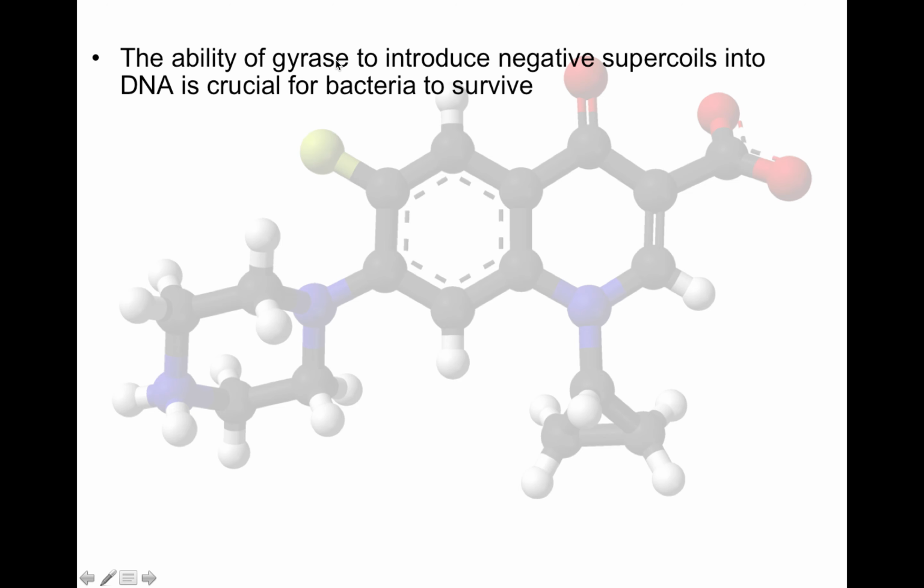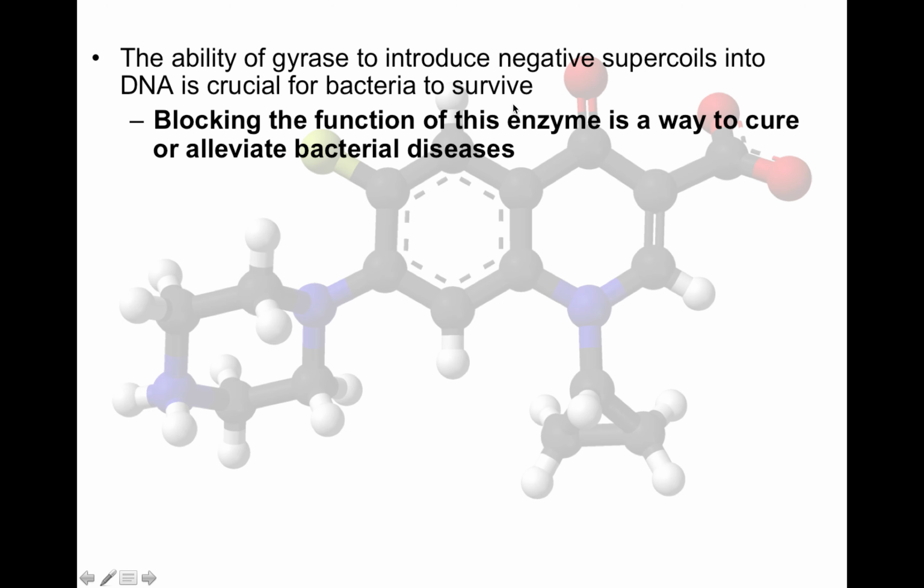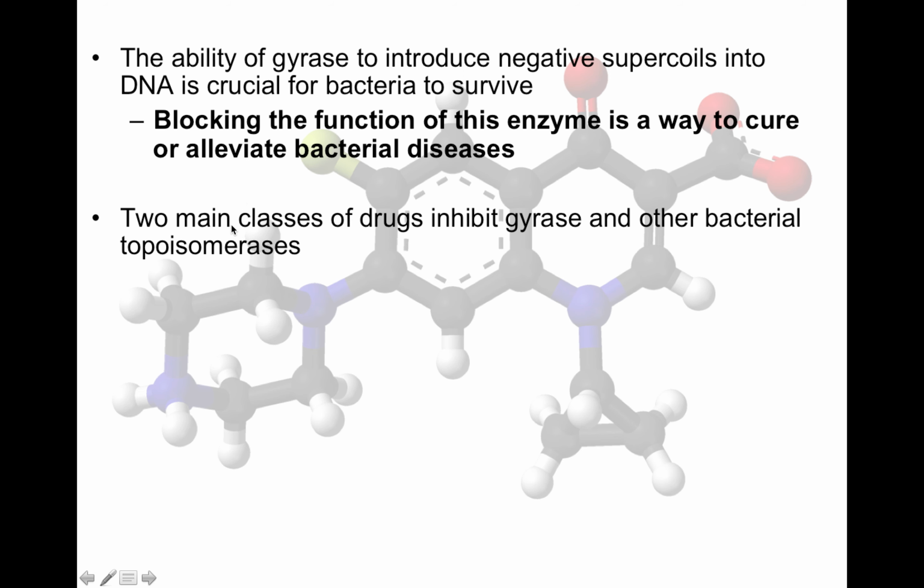So the ability of gyrase to introduce negative supercoils into the DNA is crucial for bacteria to survive. If this gyrase is inhibited or mutated in some way or knocked out by an antibiotic, the bacteria will die. It needs this to survive. So this has become a target for antibiotics that are pathogenic.